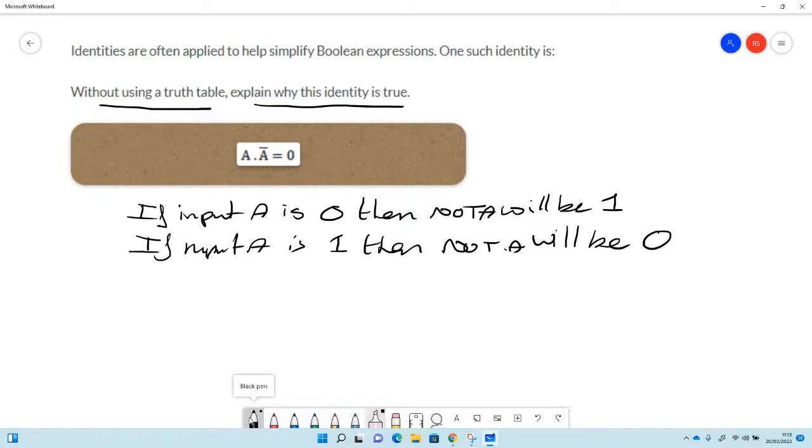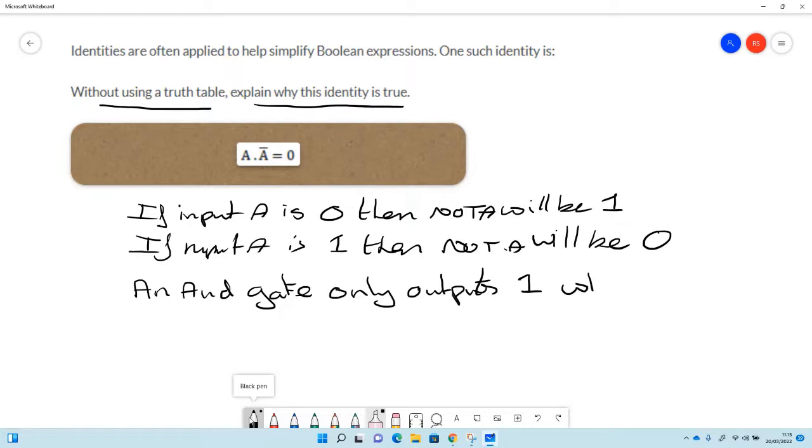So the second mark for this, lots of people, when this was actually in the exam, didn't get the second mark because they forgot to do this bit, or they forgot to talk about it specifically enough. So if we say an AND gate only outputs 1 when both inputs are 1.